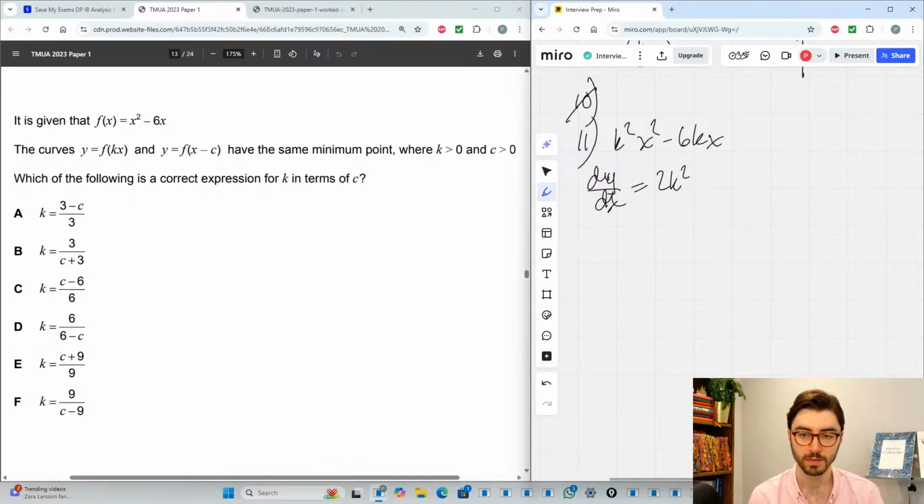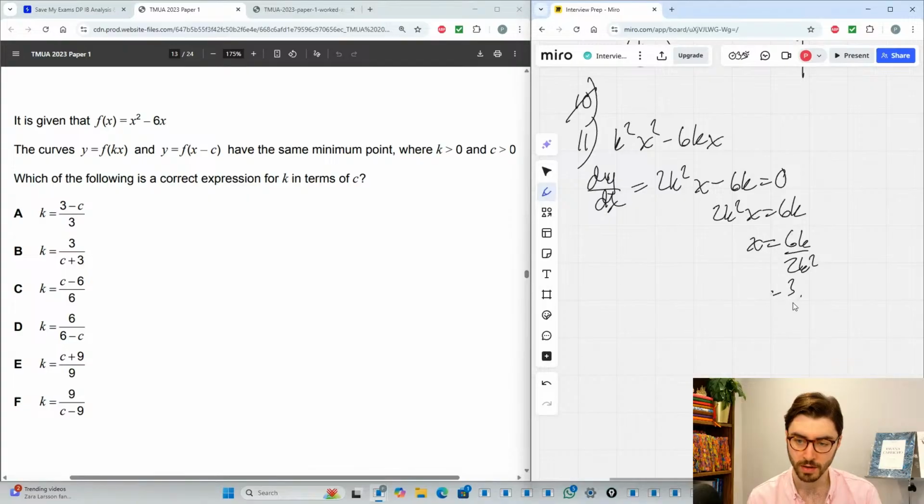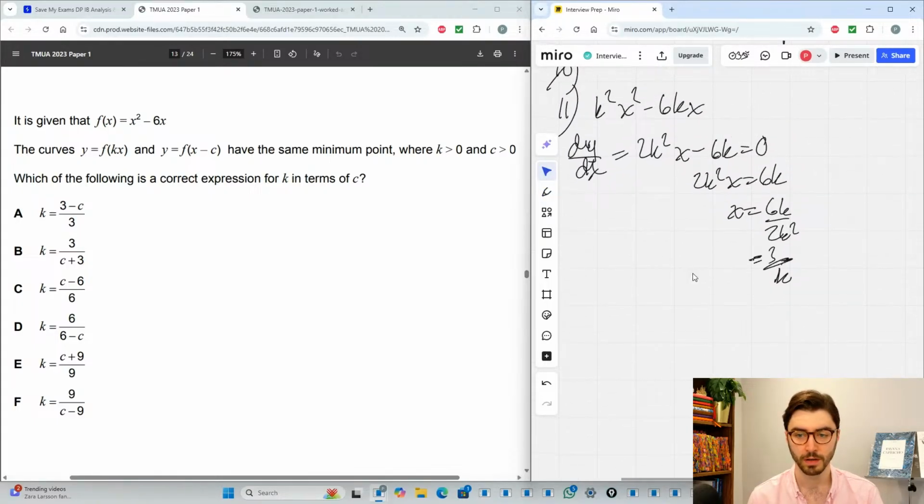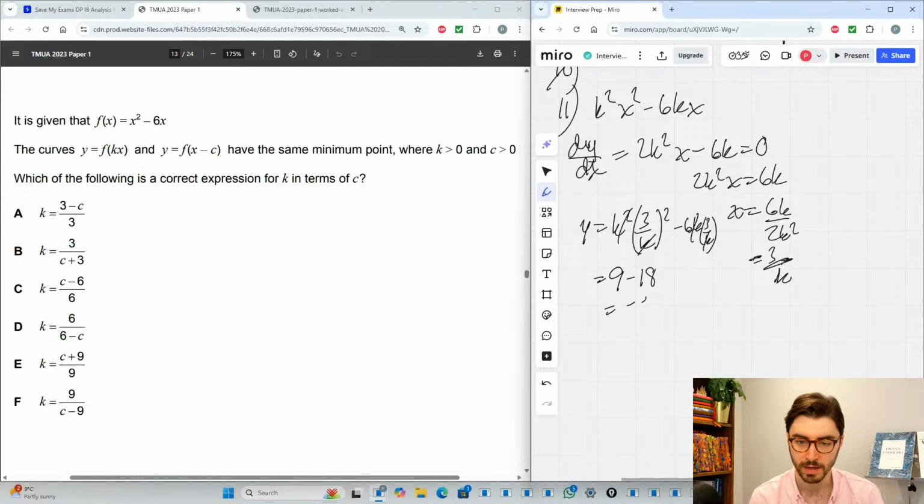That is going to be 2k squared x minus 6k, which will equal 0. And so 2k squared x will equal 6k. x will equal 6k over 2k squared, which is 3 over k. And the y value, therefore, will be k squared times (3 over k) all squared minus 6k times 3 over k. Oops, didn't leave enough room. Apologies. The k squareds will cancel, so you'll get 9 minus 18, which is minus 9. So the turning point there is (3 over k, minus 9).